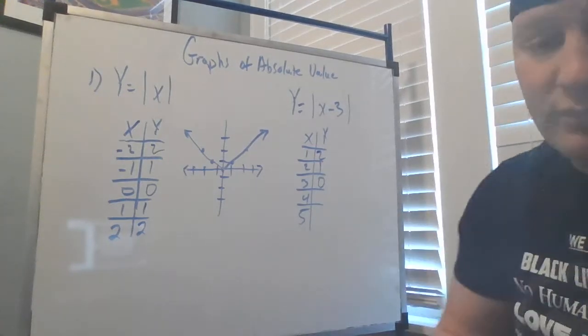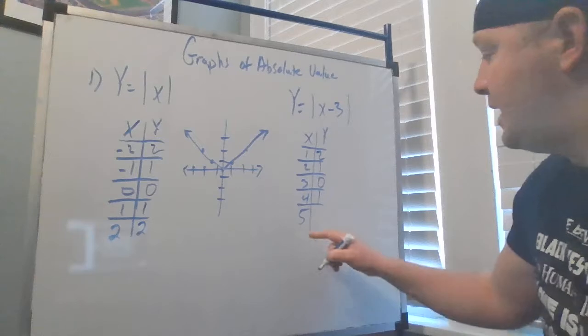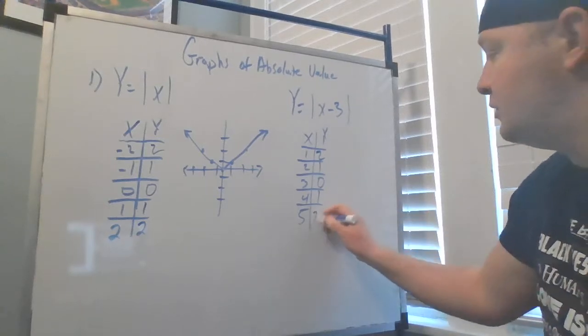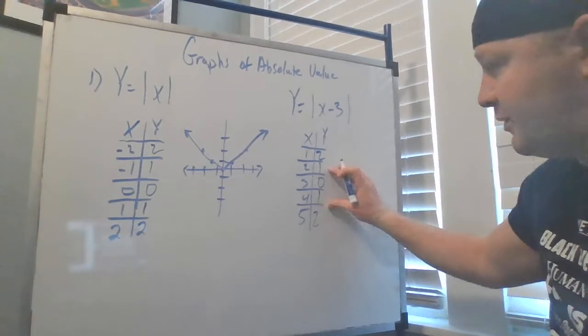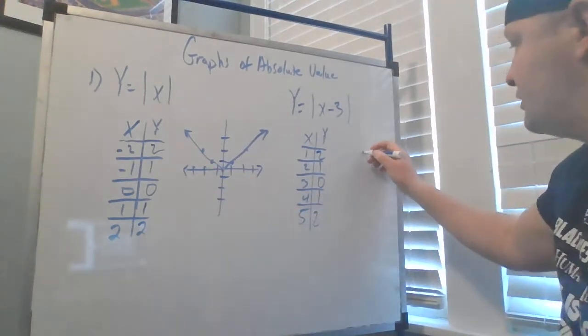4 minus 3 is 1. Absolute value of 1 is 1. And 5 minus 3 is 2. Absolute value of 2 is 2. Do you see how I have some symmetry here? I got 2, 1, 0, 1, 2. I got the symmetry there. Symmetry there. So now let's graph this.